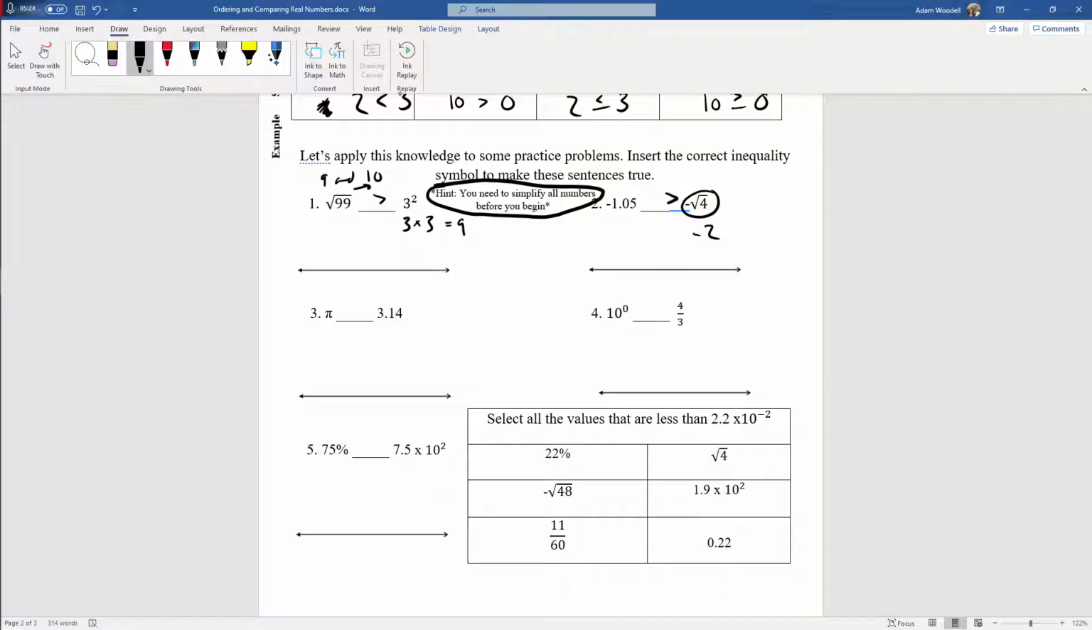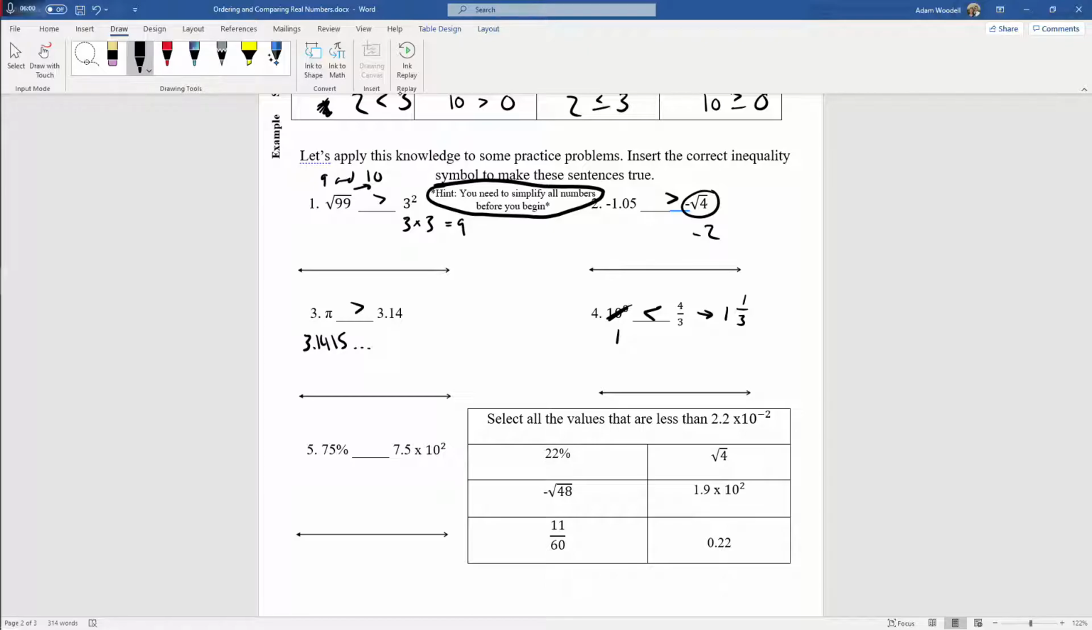Next I've got pi, and a number that looks like pi, but remember, pi is a decimal that goes on forever and does not repeat. It ends up being 3.1415, whatever, which means because it has those little extra parts in the thousandths and ten-thousandths, it's going to be bigger than 3.14. Let's see if we can get all of them to be greater than. Again, with an exponent, anything to the 0 power is 1, so this is really saying 1 and 4/3. We might change this into a mixed number. 4/3 is really 1 and 1/3, and 1 and 1/3 is definitely greater than 1.